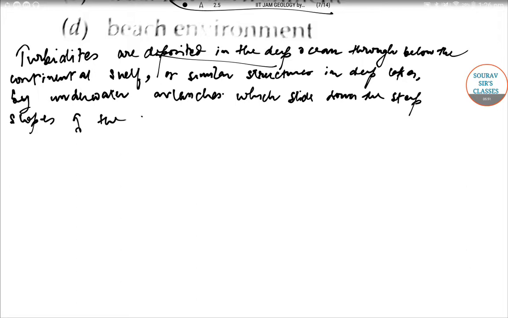Slopes of the continental shelf edge. Okay, so a turbidite is a geological deposit of a turbidity current.